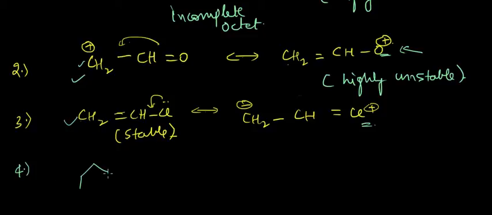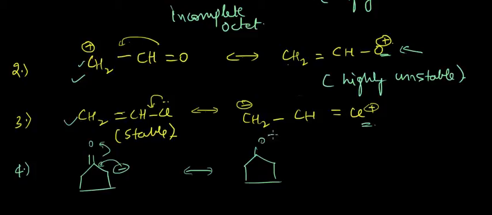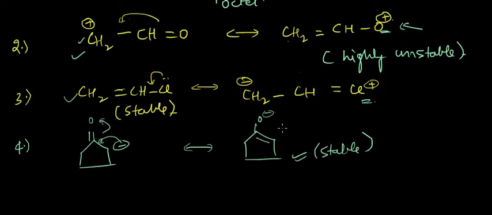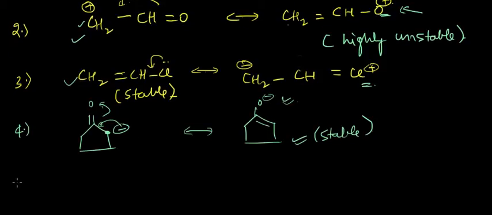Here we have this compound and its resonating structure something like this. So which of the two is more stable? Obviously this is more stable. Why? Because a negative charge on a more electronegative element, which is O, is more stable than a negative charge on a less electronegative element. In this case it was the carbon atom.